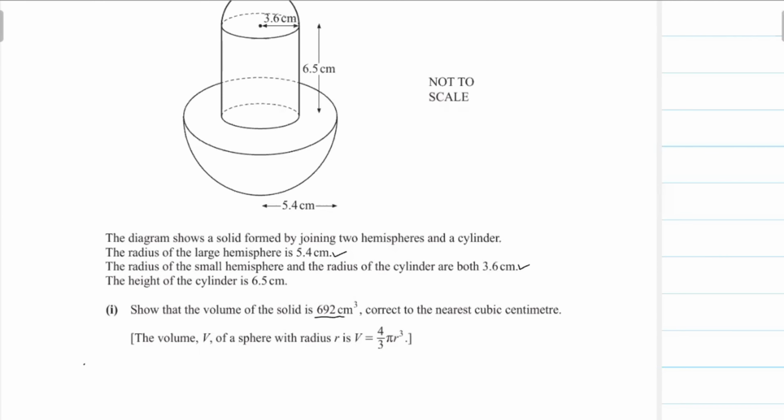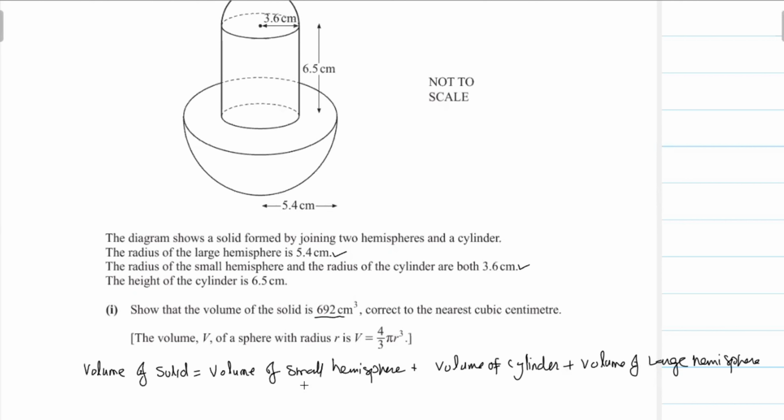See here, the volume of the solid will be equal to the volume of small hemisphere plus volume of cylinder plus volume of large hemisphere. Volume of sphere is 4 over 3 pi r cube. The volume of hemisphere we will write 1 over 2 into 4 over 3 pi into r cube. The radius of small hemisphere is 3.6. We write 3.6 cube.